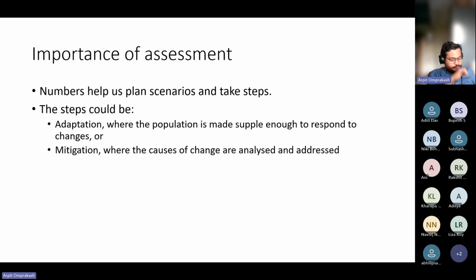So once we have the numbers of individuals in our population, then we can basically try to plan scenarios and plan methods to maintain the number of individuals, or increase or decrease the number of individuals.